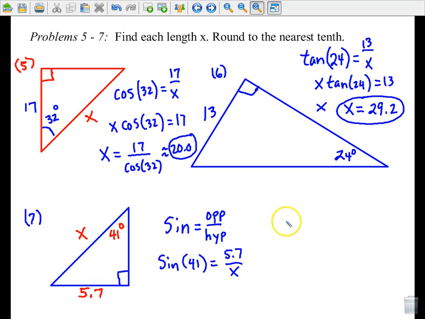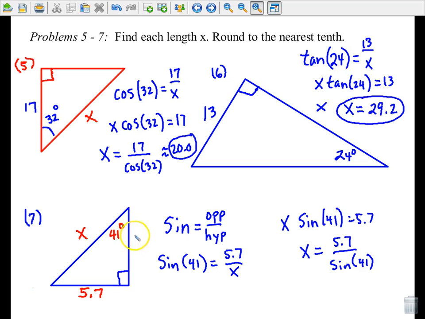Okay, solving for x, x times sine 41 equals 5.7, dividing by sine 41. So in your calculator, I would key it in like this, 5.7 divided by sine, and then in parentheses 41. And you should come up with 8.68824 and so on, but to the nearest tenth, that should be 8.7.